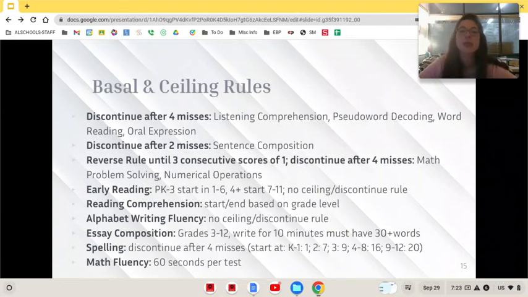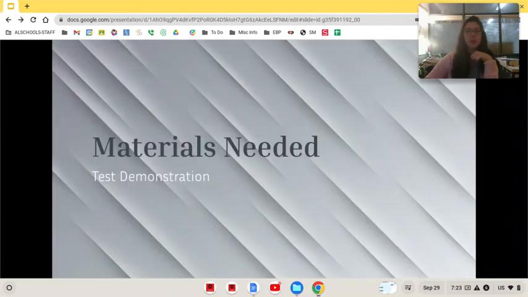Spelling is to discontinue after 4 misses. However, it has a very interesting start. For kindergarten and 1st grade, you start at 1, 2nd grade 7, 3rd grade 9, 4th through 8th is 16, 9 through 12 is 20. Math fluency, you have subtraction, addition, and multiplication, and you get 60 seconds per test. Whew. Done with that one.